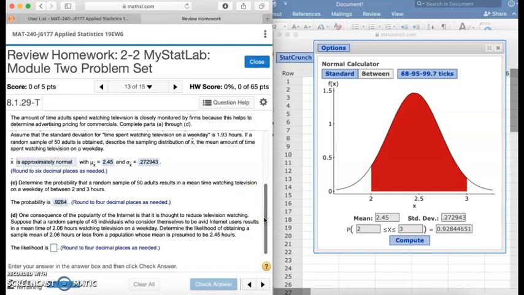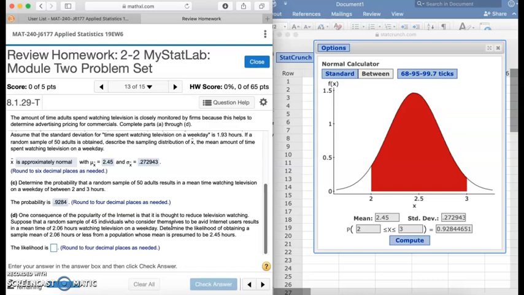Part D. One consequence of the popularity of the internet is that it is thought to reduce television watching. Suppose that a random sample of 45 individuals who consider themselves to be avid internet users result in a mean time of 2.06 hours watching television on a weekday. Determine the likelihood of obtaining a sample mean of 2.06 hours or less from a population whose mean is presumed to be 2.45. So now we're assuming we have the same population.